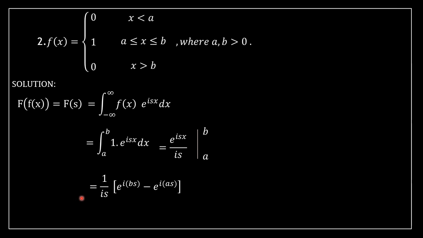So by applying the limits, the above equation changes to the form 1 by is into e to the power ibs minus e to the power ias. That completes the problem.